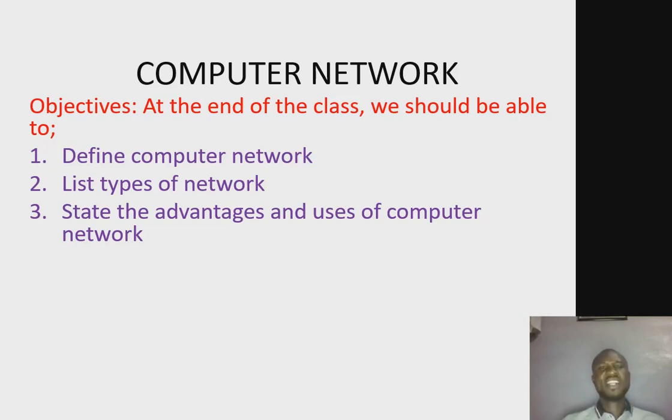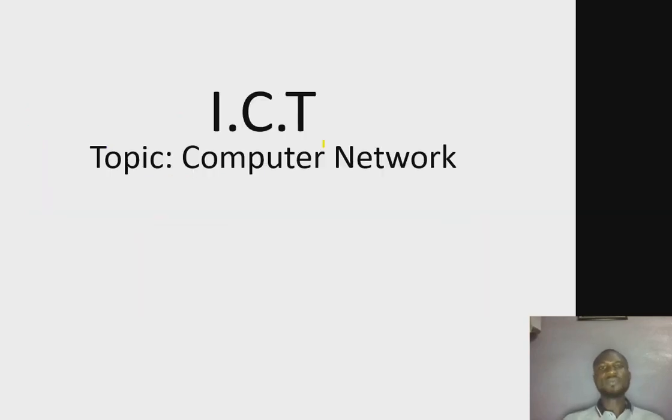Okay, now at the end of today, we should be able to define computer network, list types of network. There are different types of computer network, and also state the advantages and uses of computer network. Before we even go further, I believe you know so many uses of the computer network because I already talked about us being able to send messages. Now let's look at it.